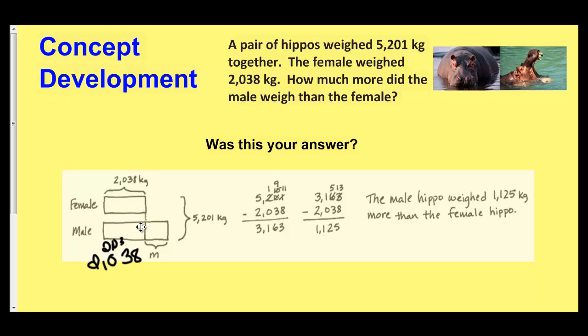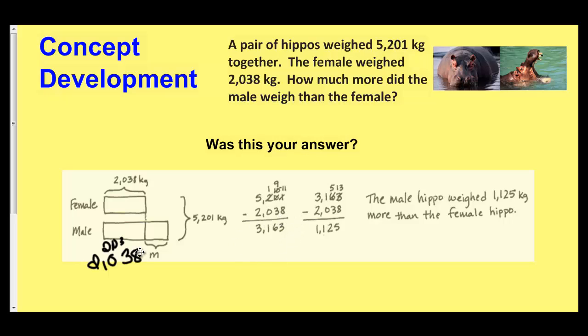I'm trying to figure out this right here. But I don't know anything about the male other than this part. And I know the female weighs 2,038. And I'm trying to figure out this part right here. So the first thing I'm going to do is take the total amount that they weigh together, and I'm going to subtract this 2,038. That gives me 3,163.